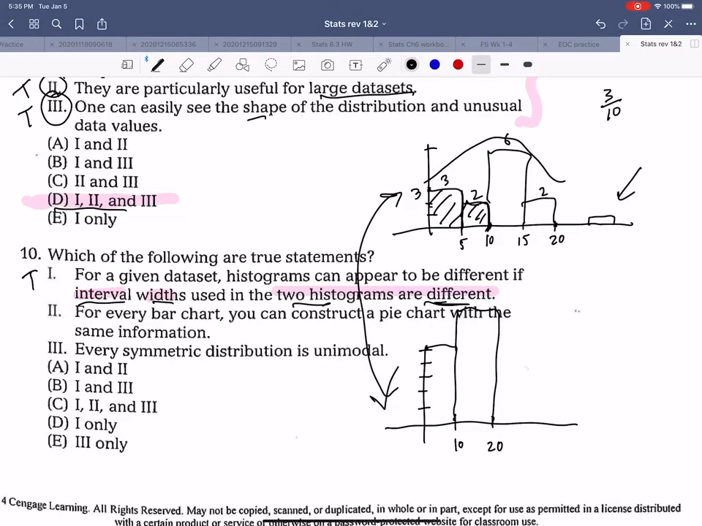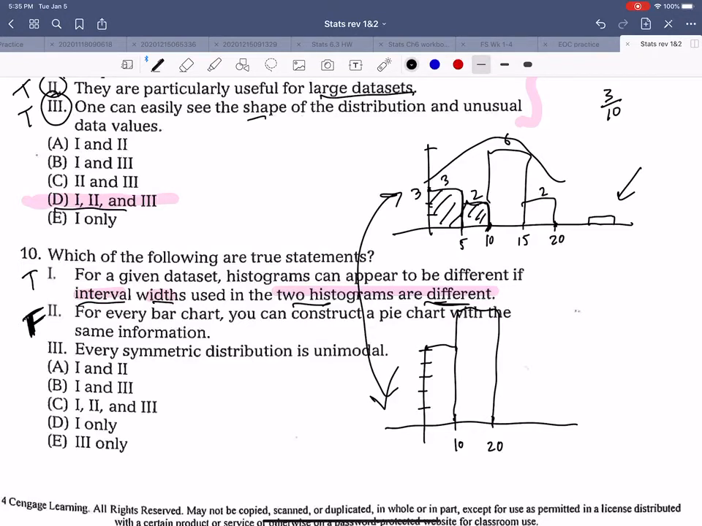For every bar chart, you can construct a pie chart with the same information. Interesting. I would not say that that was true. I'm wondering how to explain that. Maybe I can explain that, I might have to do a little digging. All right, let's look at 3.